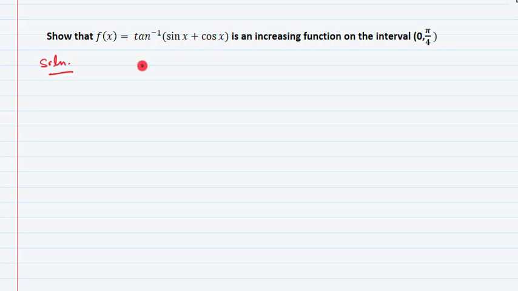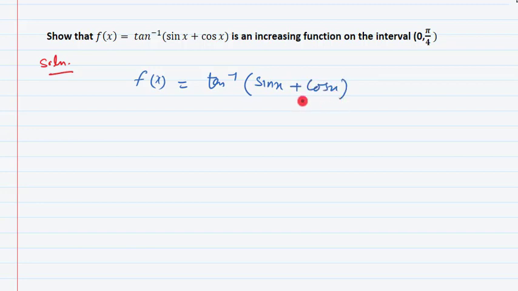First of all, number 1, we'll find the derivative. Then we need to prove that on the given interval f dash x remains positive everywhere, so that we can say that from 0 to pi by 4 the function is increasing. So let us start with the same. f(x) is equal to tan inverse of (sin x plus cos x).